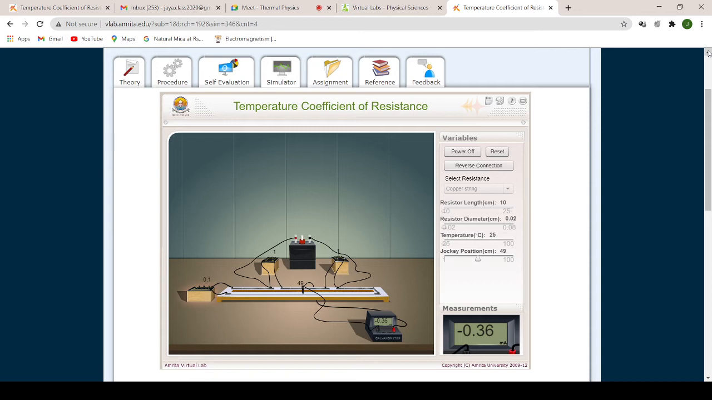Ma'am, can you explain 8th point again, ma'am? That is L1 dash. Yes, ma'am.